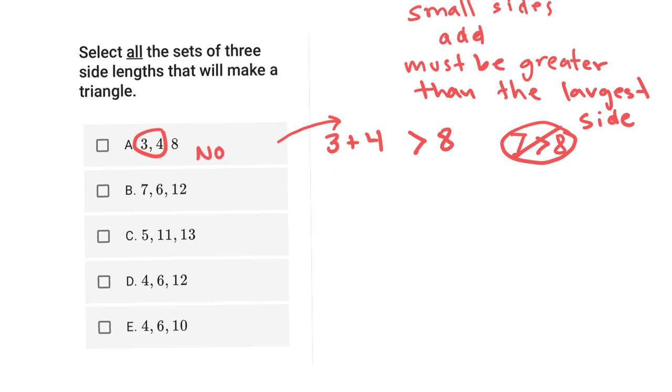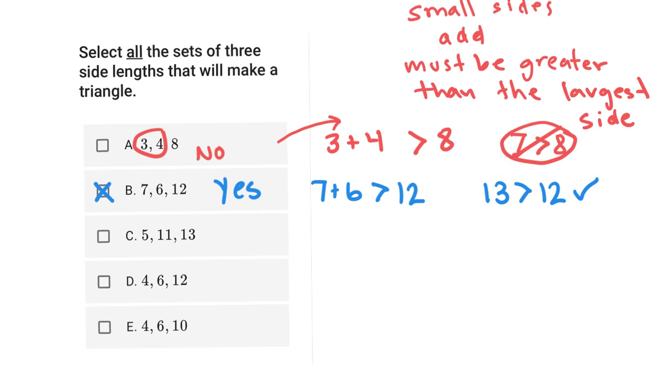Let's look at the next one. We're going to take the 2 smallest sides, which is 7 and 6. Is 7 plus 6 greater than 12? 7 plus 6 is 13. 13 is greater than 12. So this is one of our solutions. It does make a triangle.